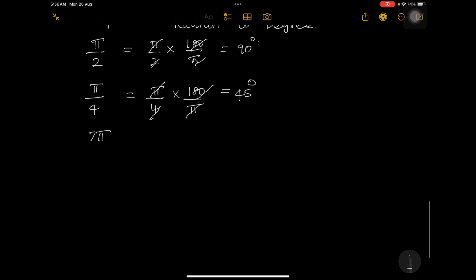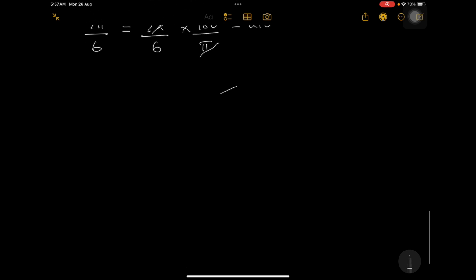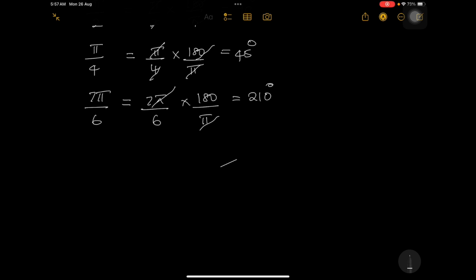7 pi by 6, this conversion is needed when you do the calculation of trigonometry. So 180, that's why we are studying in between. This radian is very important to be explained before we go to the next part. So this pi, and then if you simplify this, it's going to be 210 degree. So we know how to convert from this radian to degree and degree to radian.